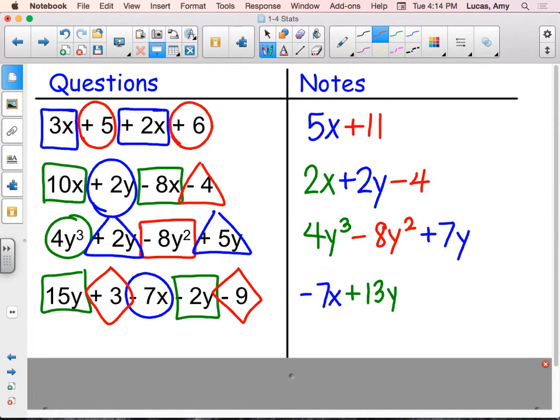I've got two plain numbers, positive 3 and negative 9. If I combine those, I get negative 6. So negative 7x plus 13y minus 6.